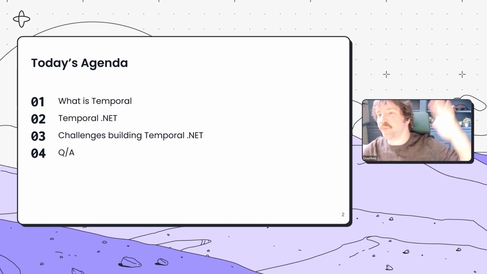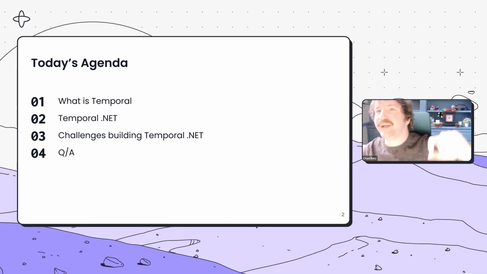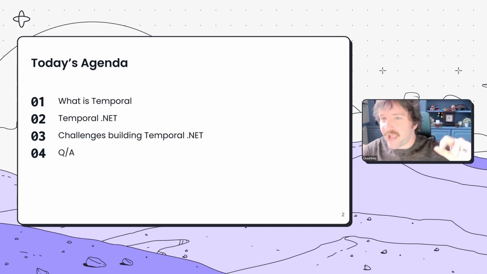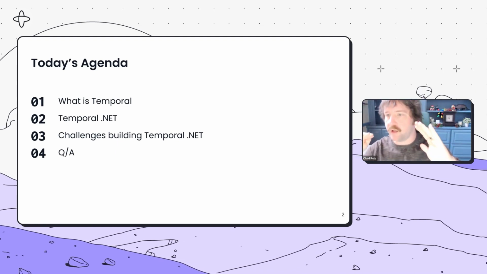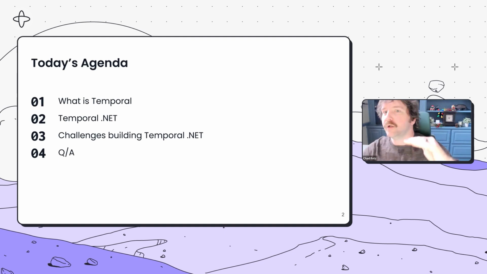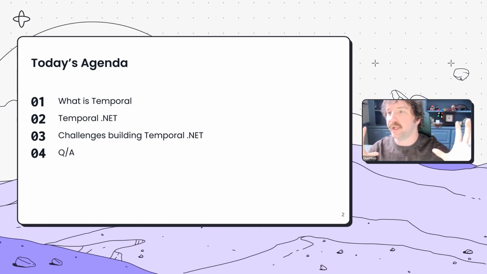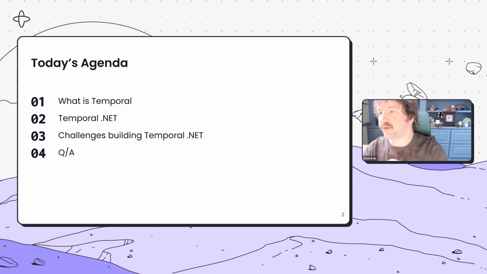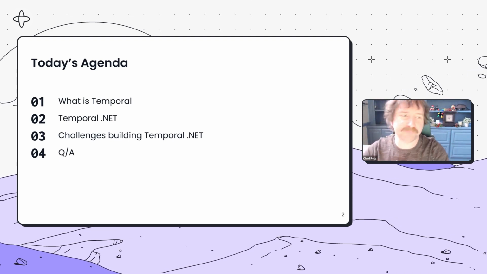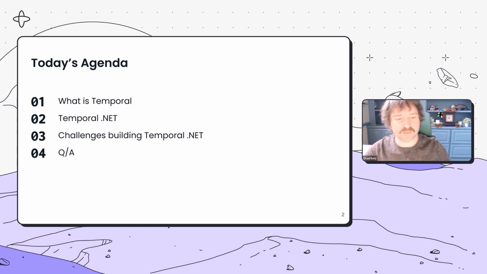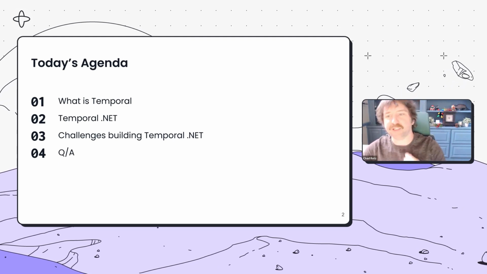Then we're going to get into the more fun part, which is talking about the challenges we had building it, some of the things that we have to do to stay within Temporal's durable execution environment, but still leverage all the benefits that .NET developers expect. And finally, if there's some time, we'll have some Q&A, like Irina mentioned.